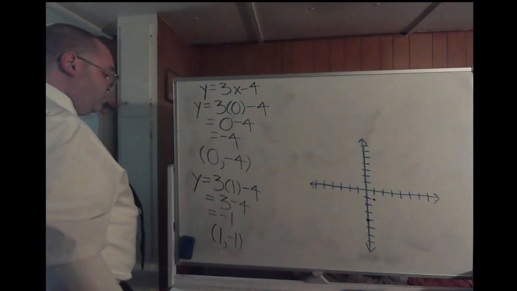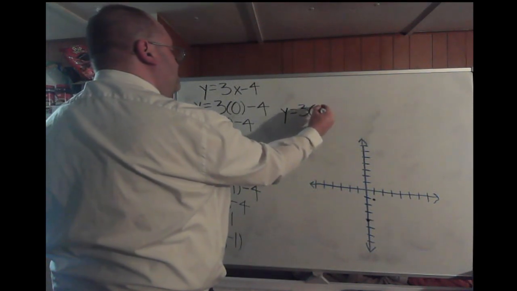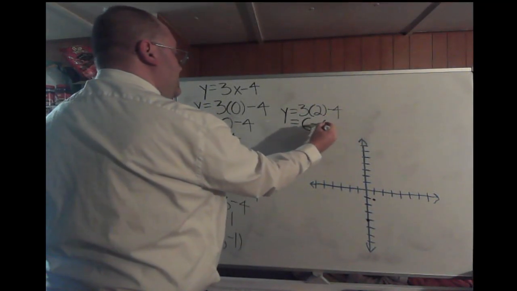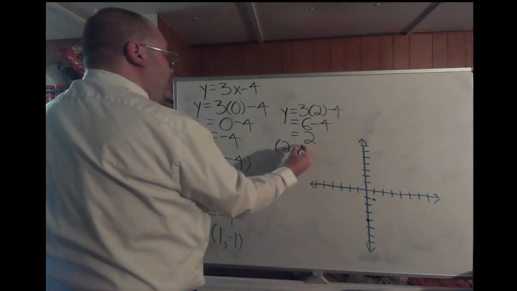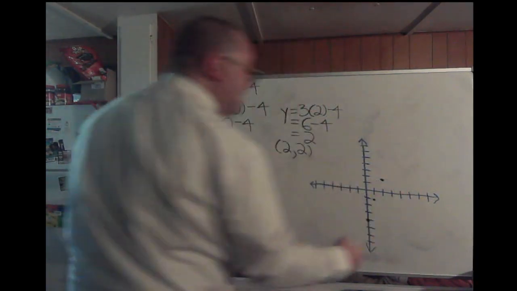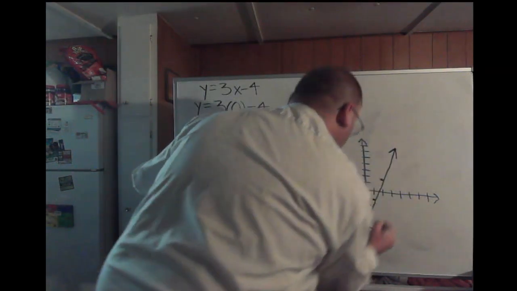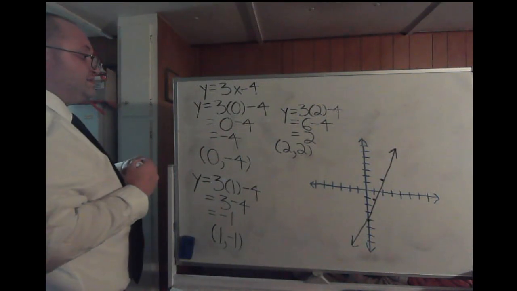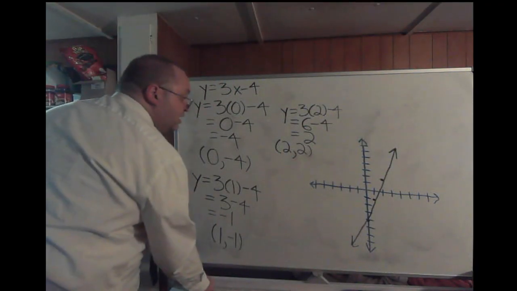And for good measure, why don't we do x equal to 2? So we'll set y equal to 3 times 2 minus 4. Well, 3 times 2 is 6. You'll have 6 minus 4, which we know is equal to 2. So when x equals 2, y equals 2. Therefore, we get the ordered pair 2, 2. Alright, now you just draw a nice line through this. Connect your dots, and you get a nice line. This is what 3x minus 4 looks like as a graph of a nice line.